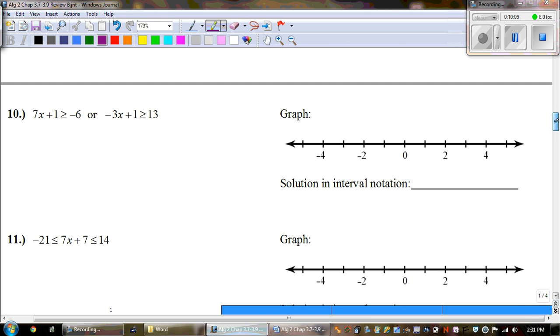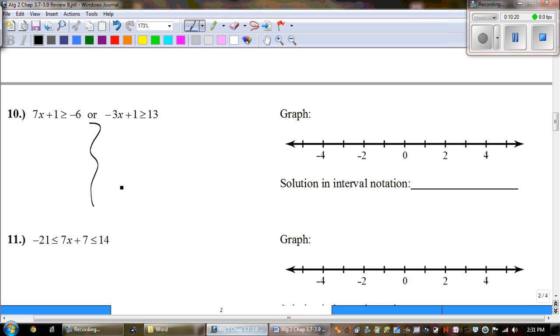Okay, let's flip it over. Number 10 we'll do together. So right away I see that we have two problems here. So I'm just going to break them apart and we solve each one individually. So our first one, we're going to subtract 1 from both sides and we get 7x is greater than or equal to -7. And to get the x all by itself, we divide by 7. I did not divide by a negative, so I get x is greater than or equal to -1.